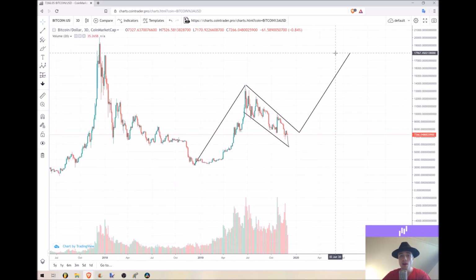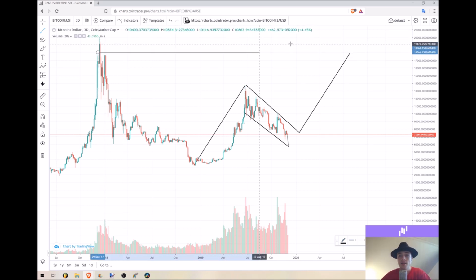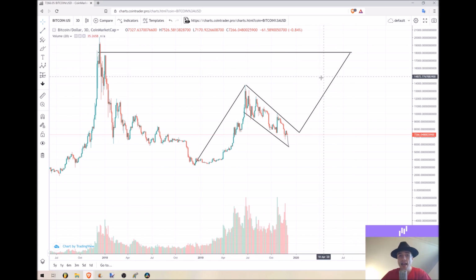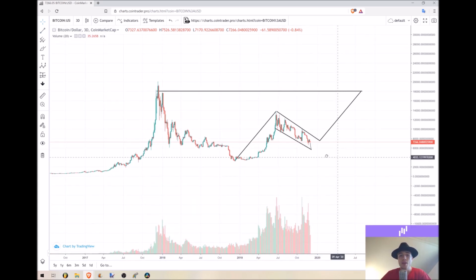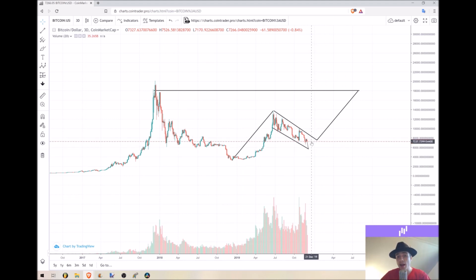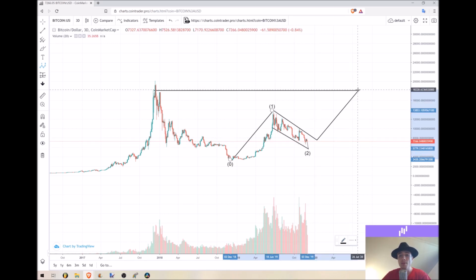Now the minimum target of this flag pole is actually just above this resistance level that we saw in the past at around 17 to 18,000 per coin. Now if this happens, if we get the breakout of the bullish flag pattern, this is actually a huge 1 and 2 wave. So this move, I don't think that it would stop by any means at the 18,000 level, but that's the minimum target.